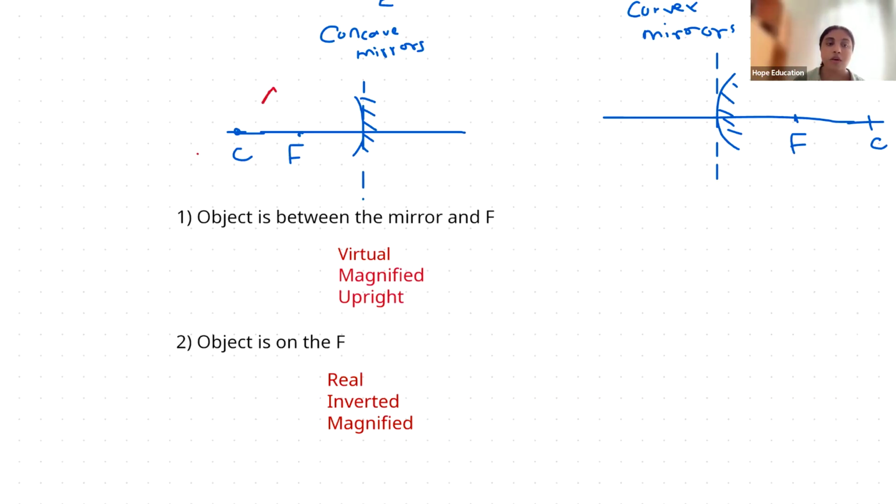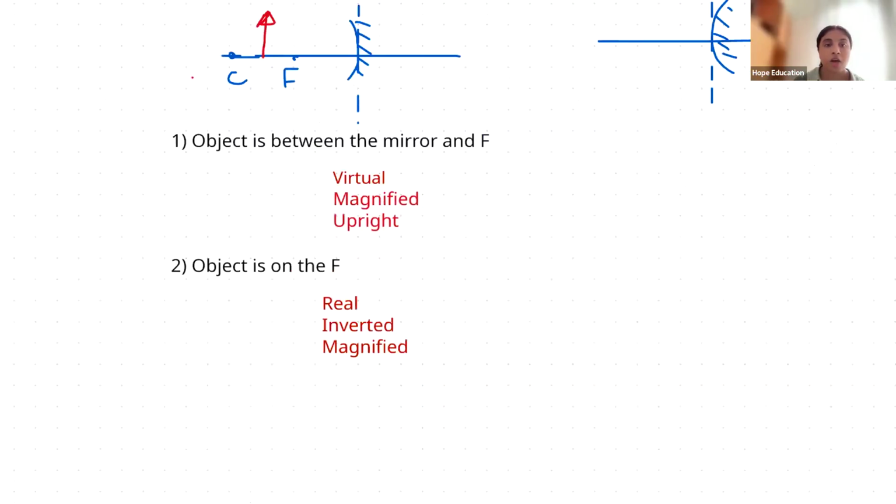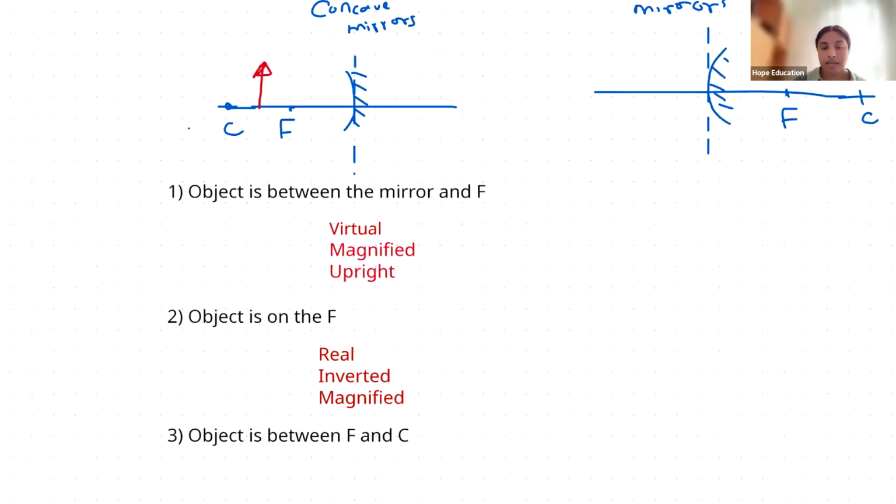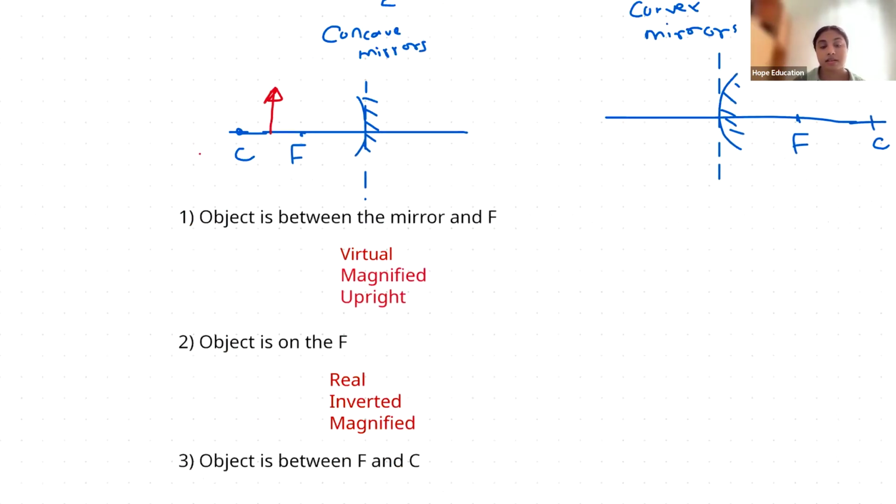Then the object is between the focal point and the center of curvature. Now tell me about the image. Yes, it is formed beyond C, okay? It is real, inverted, and it is magnified. That means when we send a parallel light ray, it reflects through the focal point.